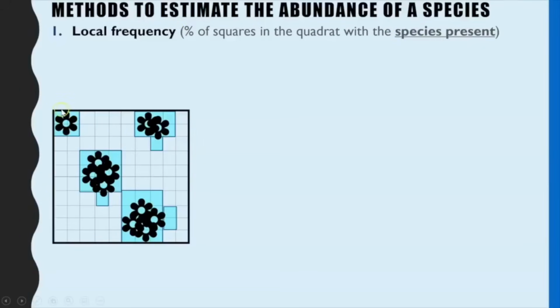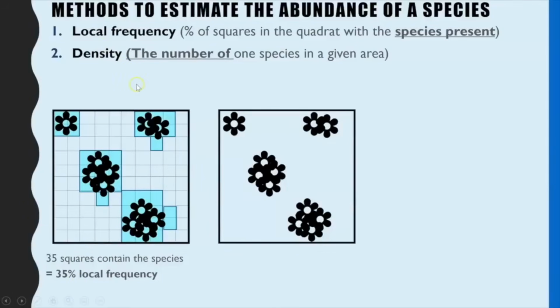So I've already put on this diagram in blue all of the squares out of the 100 where the plant species is occupying part of a square. And that is 35 squares in this example. So we would say that when we've placed this quadrat down, we'd be recording 35% as the local frequency of this quadrat. You would then repeat 30 times, calculate a mean, and whatever the percentage is, you would use as your estimate for the entire field.